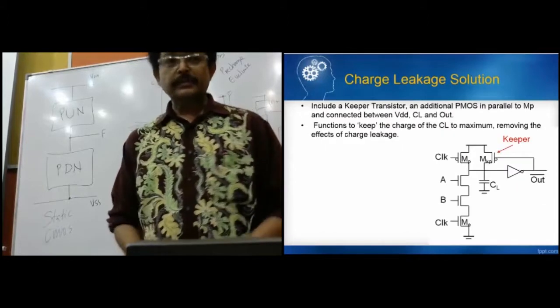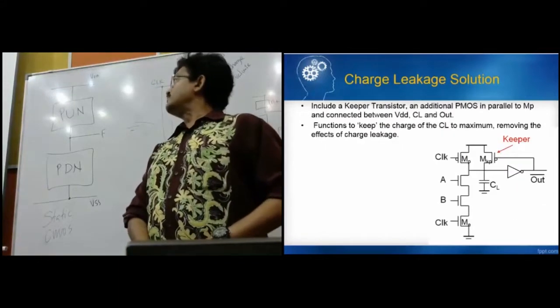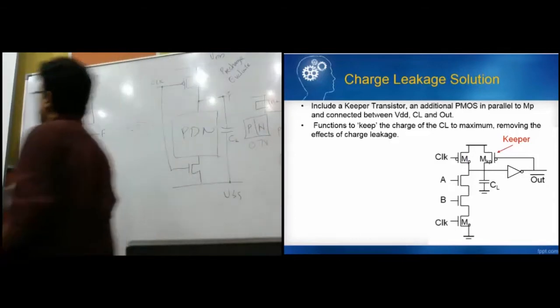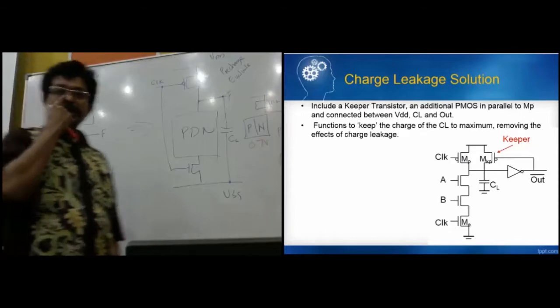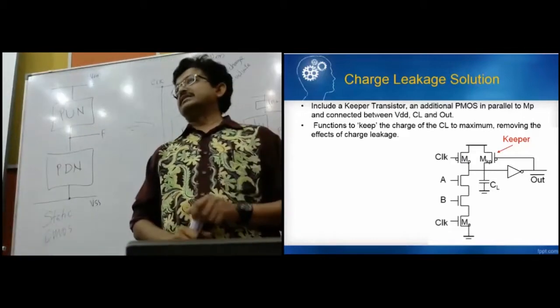Okay, so how do you solve this problem? Cara kita selesaikan masalah ni adalah dengan mengadakan this. We add one more PMOS in parallel with the clock PMOS, and this PMOS will get the input from the output. The input for the gate of this PMOS is from the output. Okay, and this is known as keeper. Okay, this is known as a keeper transistor.